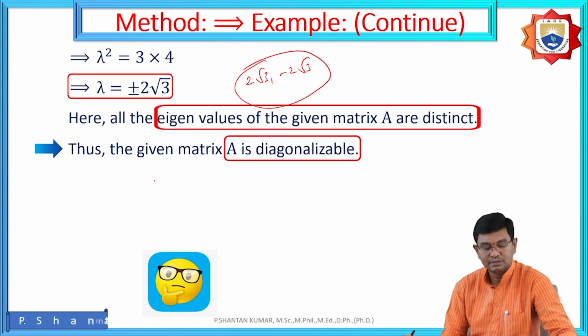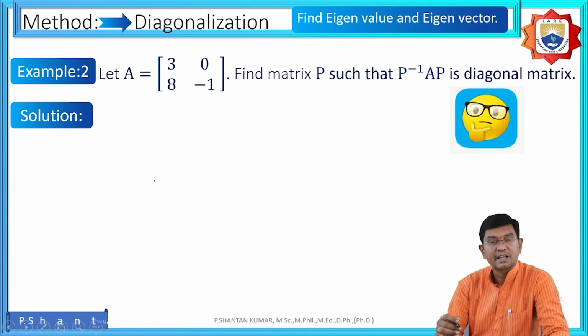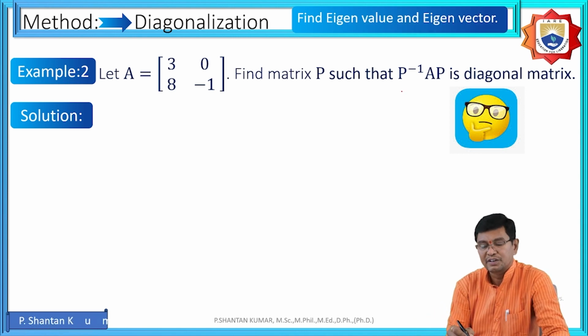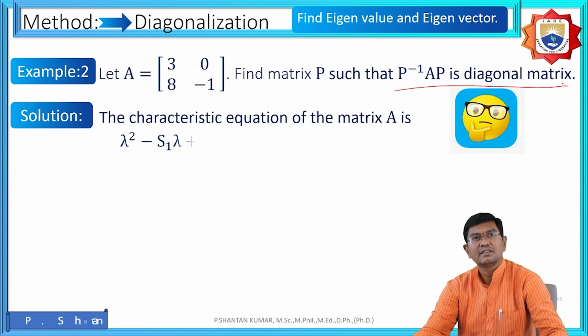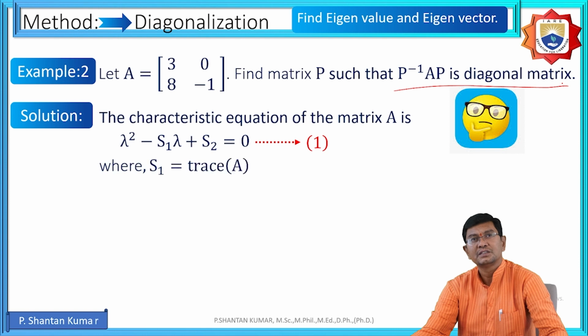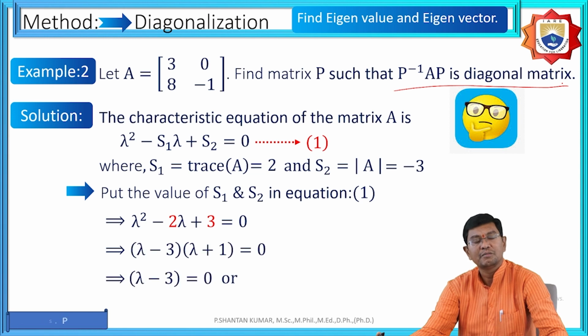Further, we need to check. They are asking to find out P inverse A P. Here the matrix is lambda square according to the 2 by 2 general equation with S1 and S2. Up to here, it is easy to get the problem. Lambda is equal to minus 1, comma 3.